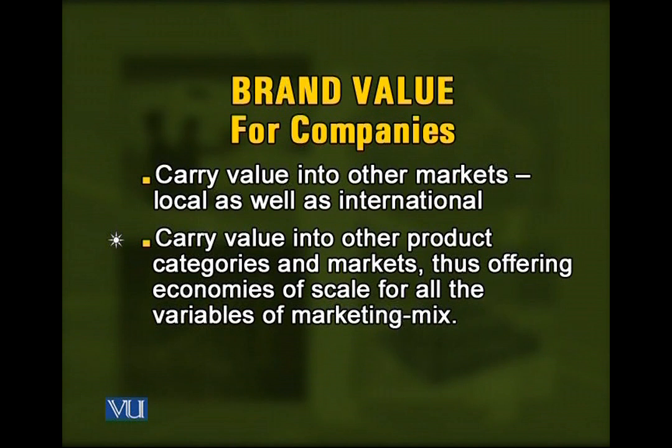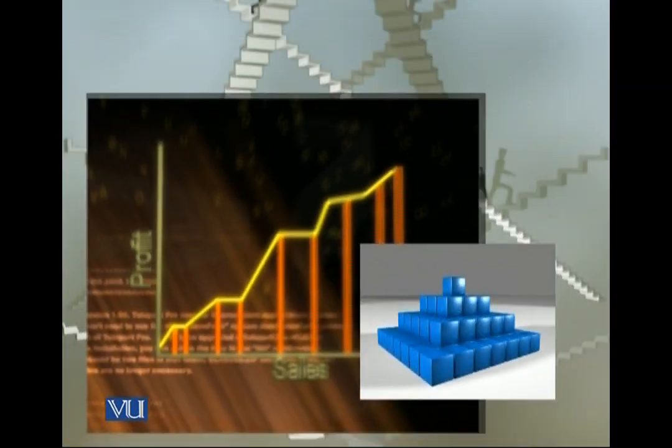And therefore, what you can do is you can generate for the company economies of scale in terms of all the variables of marketing mix. One concept that we talked about, I think, in the very first or maybe the second lecture. When you have the same brand, which cuts across different segments and which cuts across different categories, the amount of advertising, the amount of total communication that you carry out is much more economical in comparison with what it would have been if you had different brands for different lines. So that's what I mean by economies of scale in terms of the variables of marketing mix. I've just given you one example.